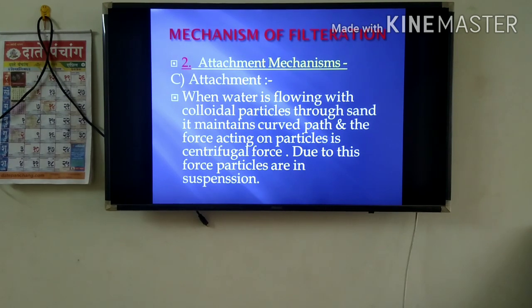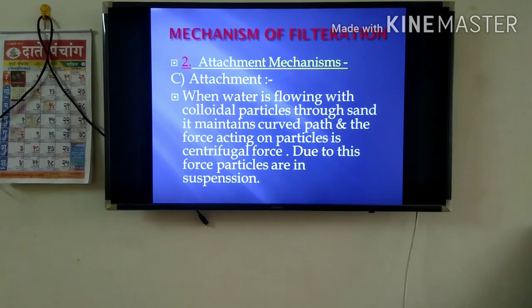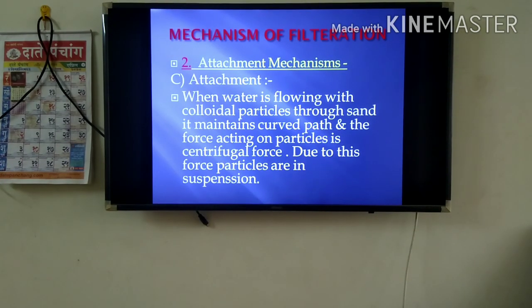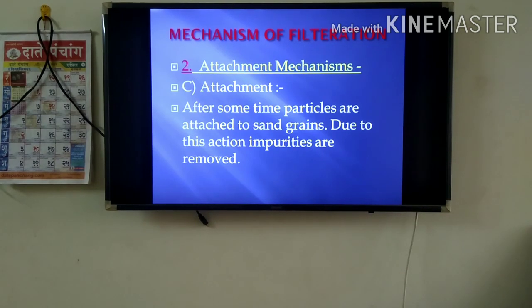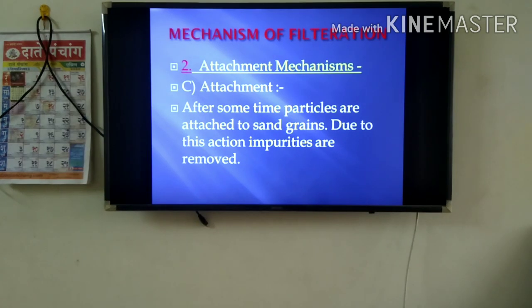Third, centrifugal action. When water flows with colloidal particles through sand, it follows a curved path, and the force acting on particles is centrifugal force. Due to this force, particles remain in suspension. After some time, particles suspended in position get attached to sand grains. Due to this action, impurities are removed.